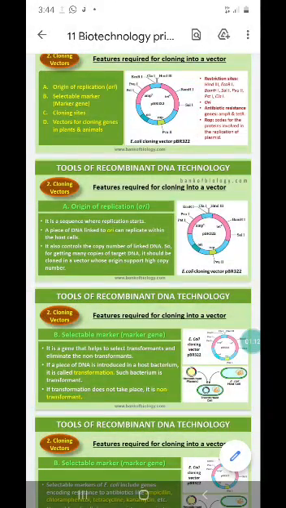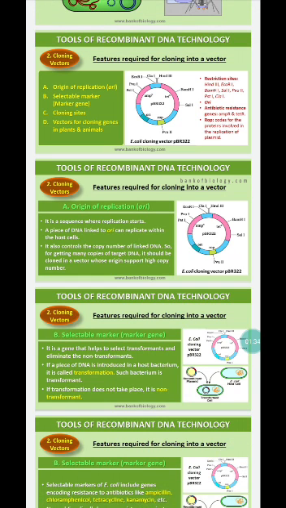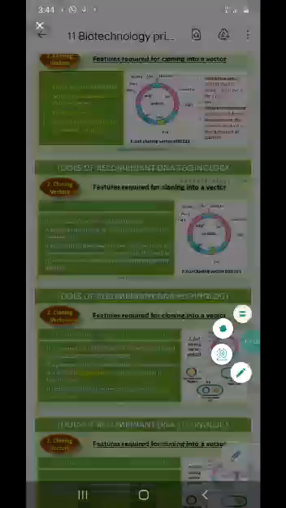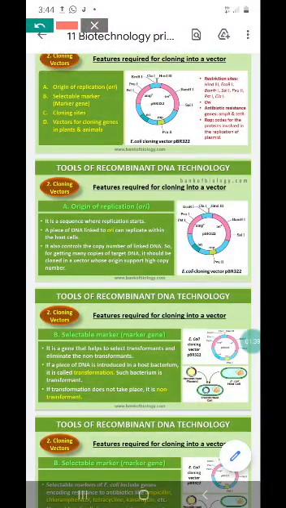Now these are the features required for cloning into a vector. The plasmid shown here is an artificially synthesized plasmid. What features should a cloning vector have? First, an origin of replication. Second, a selectable marker. And third, cloning sites. These are the three main features of a cloning vector.